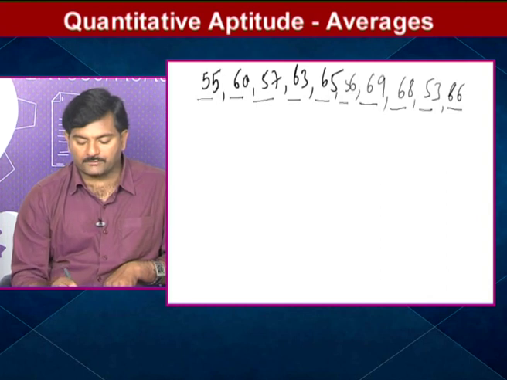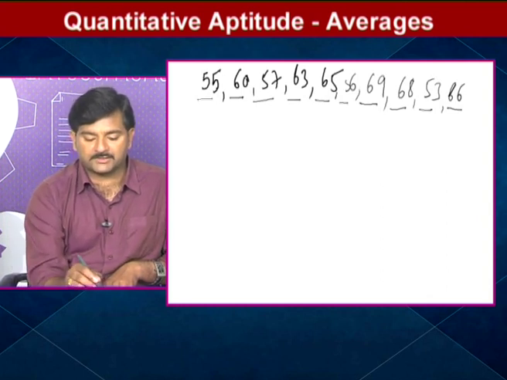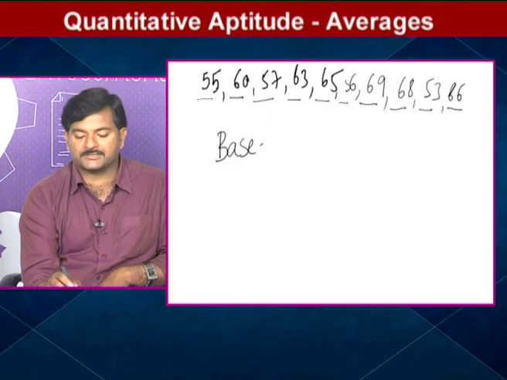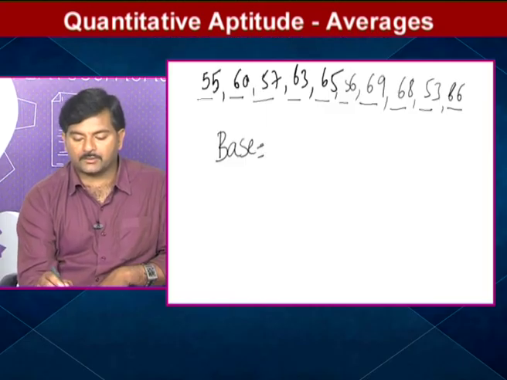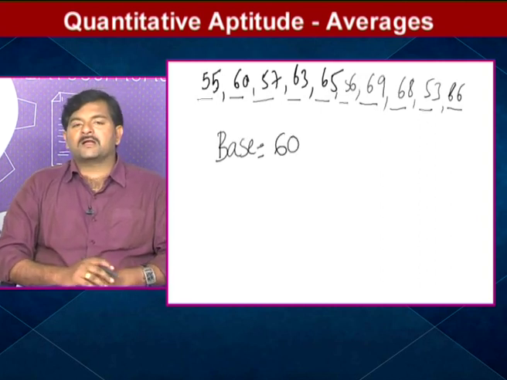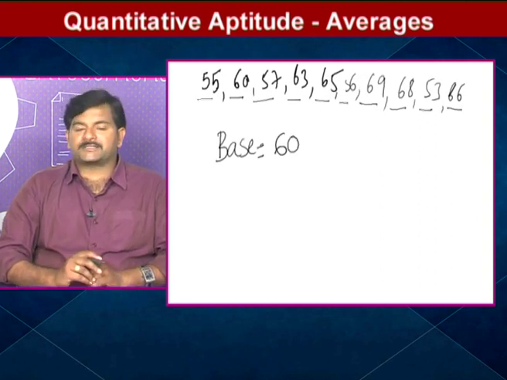So how do we use the base concept? Once observe here, you have to take a base. See, once observe all the observations. Can I say all the observations are very close to 60? Yes, all the observations are very close to 60. That's why we will consider our base as 60.